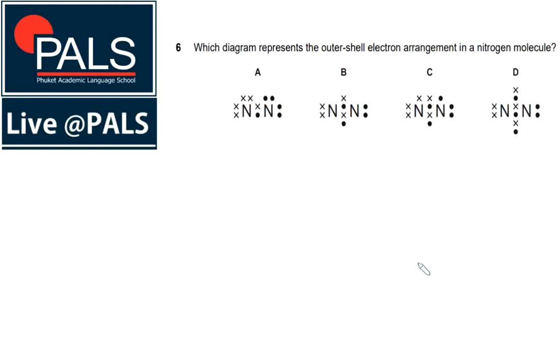Which diagram represents the outer shell electron arrangement of a nitrogen molecule? It's very tricky how to place the electron arrangement for nitrogen because it has 5 outer shell electrons. However, letter D is the correct answer. Why? Because 2 electrons should be placed in the outer part, and in the middle we have the 3. So we have 3 pairs found in the middle.